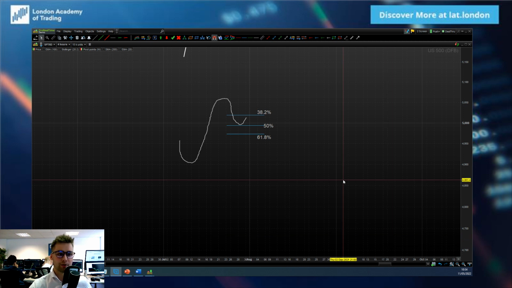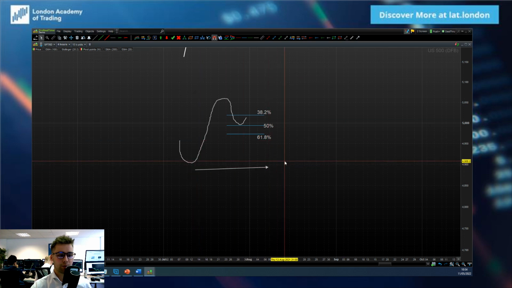When drawing a Fibonacci retracement, we always draw from left to right. In an uptrend, we will draw from a higher low to a higher high. This will then project our Fibonacci levels onto the next swing or next possible swing within the trend.